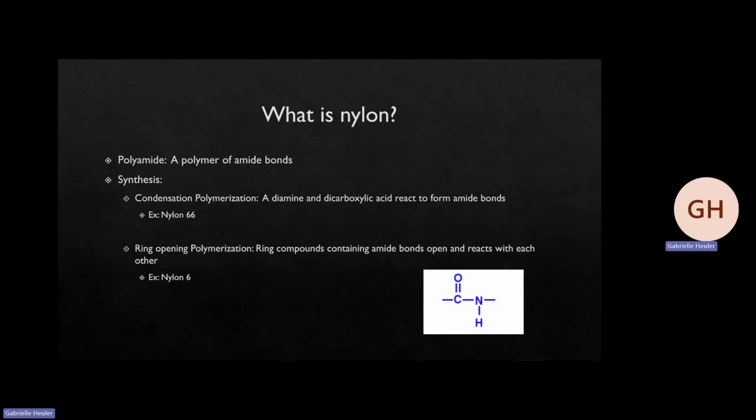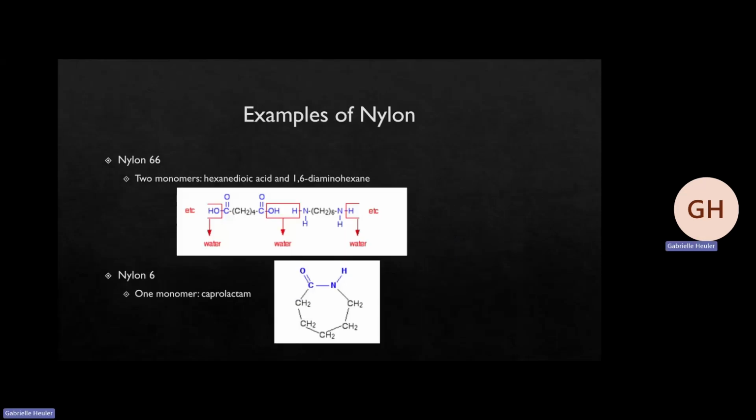The first is condensation polymerization, where diamine and dicarboxylic acid repeatedly form amide bonds. Then we have ring opening polymerization, where identical ring compounds that contain amide bonds open and the carbon chains attach to each other. Some examples of nylon include nylon 6,6, which is synthesized by condensation polymerization.